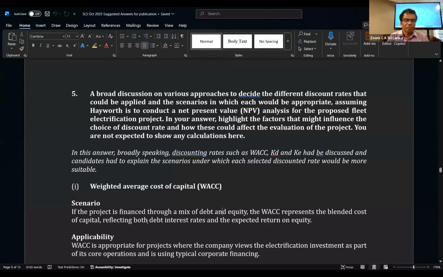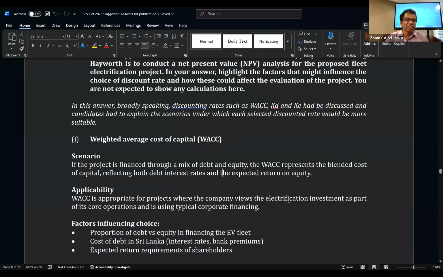So that is exactly weighted average cost of capital. Scenario: if the project is financed through a mix of debt and equity, WACC represents the blended cost of capital, reflecting the debt interest rate.